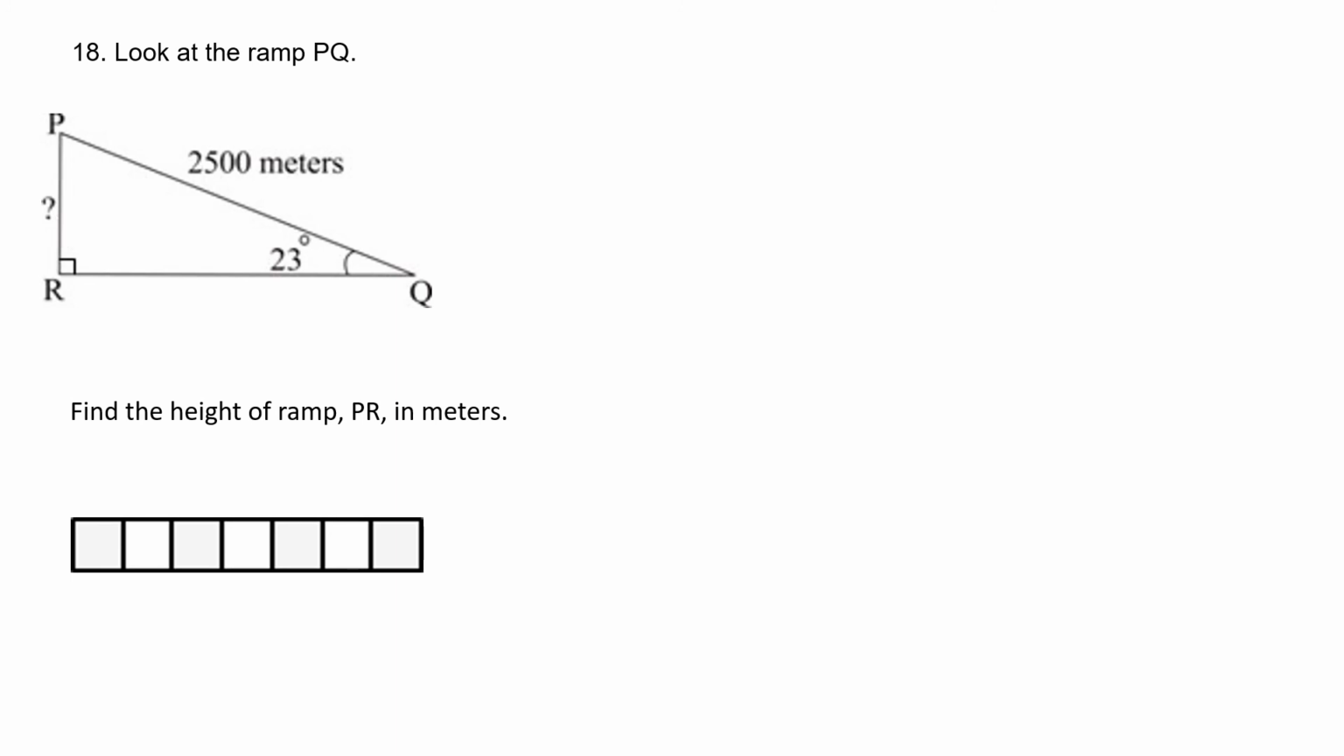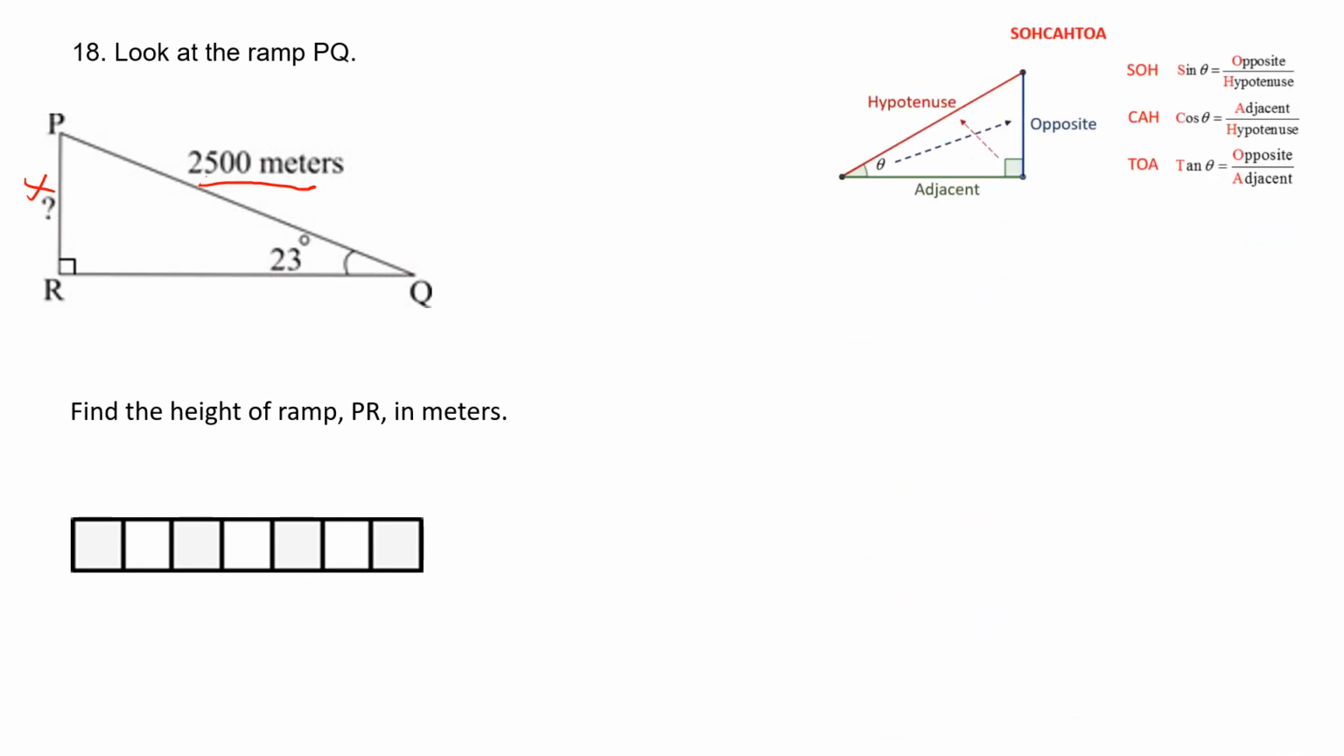Number 18 says, look at the ramp PQ. So my ramp here, PQ, is 2,500 meters. We want to find the height of ramp PR in meters. So PR is here. I'm going to call it X. And again, we have a side and we have an angle, so I can use trig. So in reference to this angle, I have the opposite side and I have the hypotenuse. That is the trig function sine. So I could set this up.